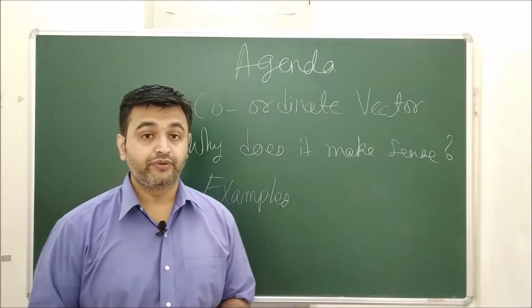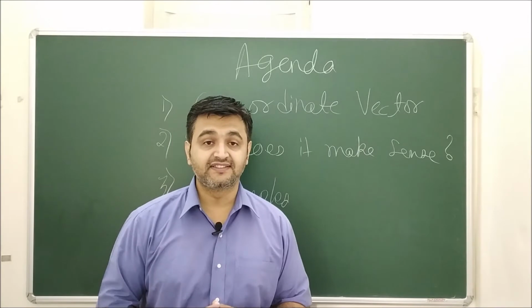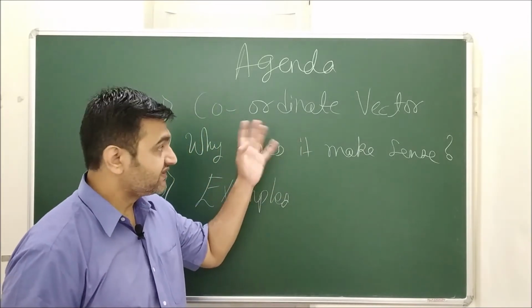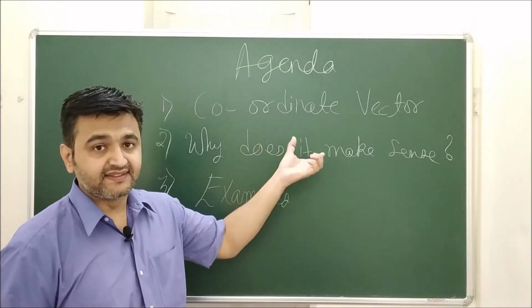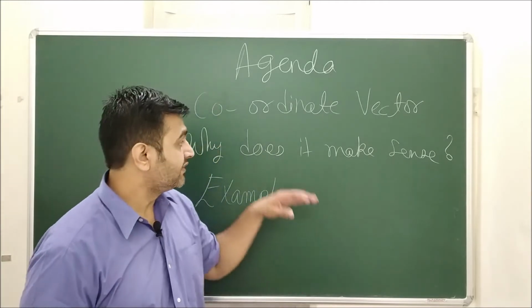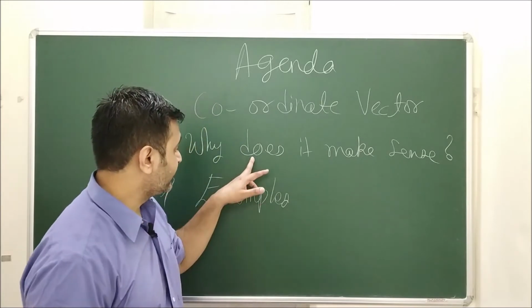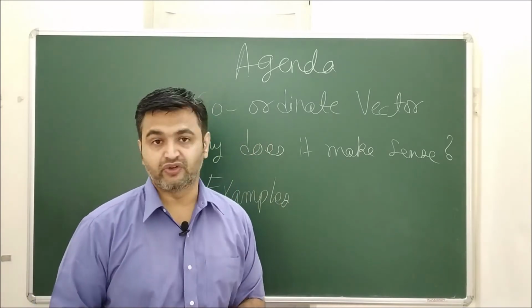Hey everyone, so today we are going to talk about coordinate vector, one of the very important concepts in linear algebra. We will see the definition, we will see the concept, then we will see why talking about this makes sense. That means, is this concept a well defined concept? And I will support my argument by giving you a very nice theorem.